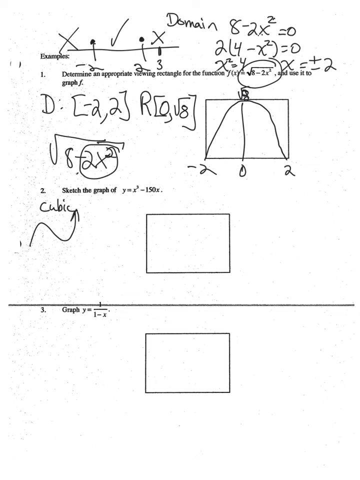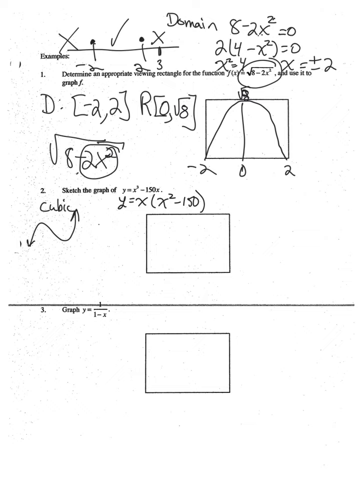So the largest number of x-intercepts could possibly be 3. Okay, so let's take this and take out the GCF. I'm left with x squared minus 150.